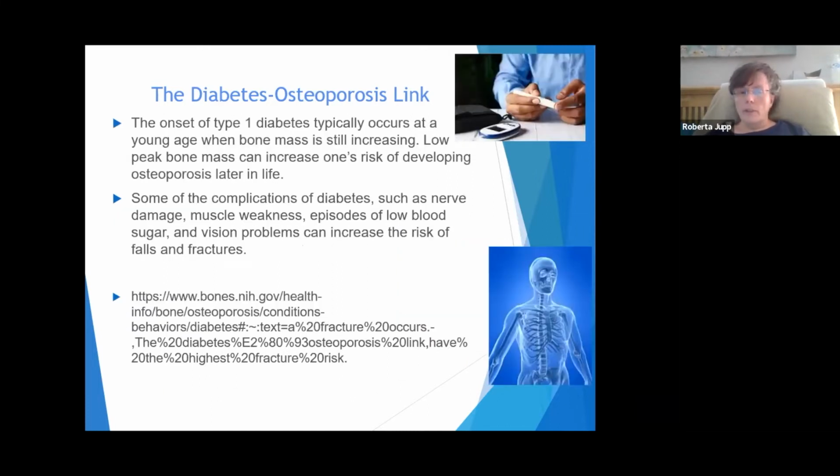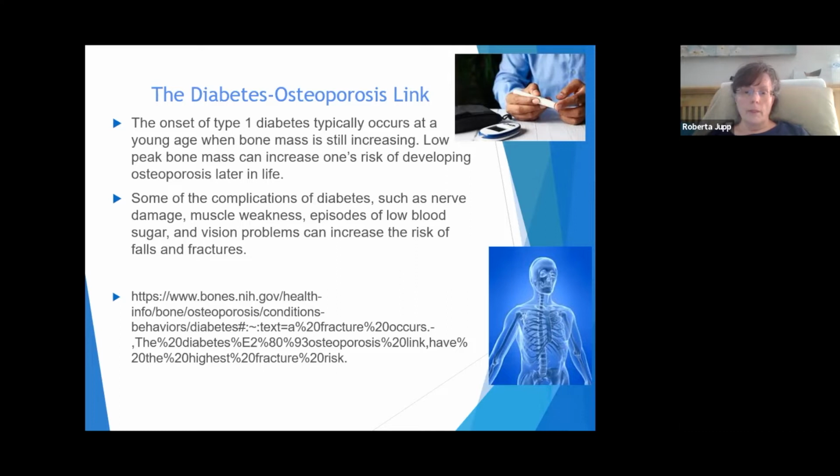So again, type 1 starts at a young age, and as we go from children to young adulthood in our mid-20s, we usually reach peak bone mass. And normally that occurs very well with children as they grow. But again, with type 1, the higher blood sugars and the insulin prevent them from developing peak bone mass. And so that can really affect their chances of developing osteoporosis later in life.